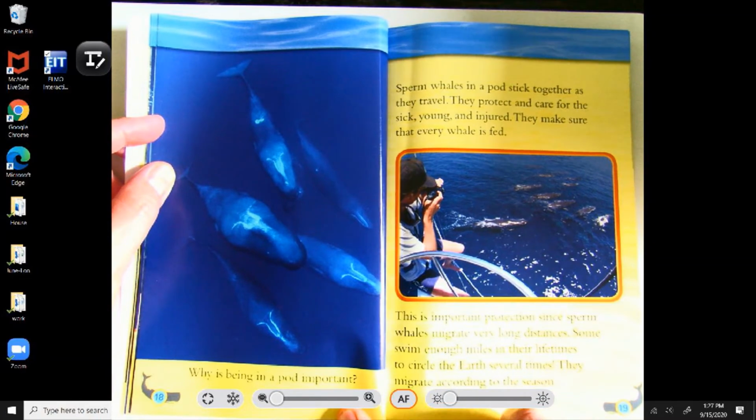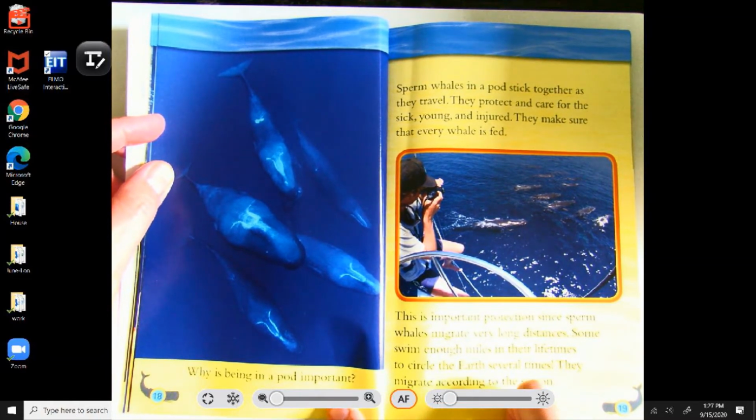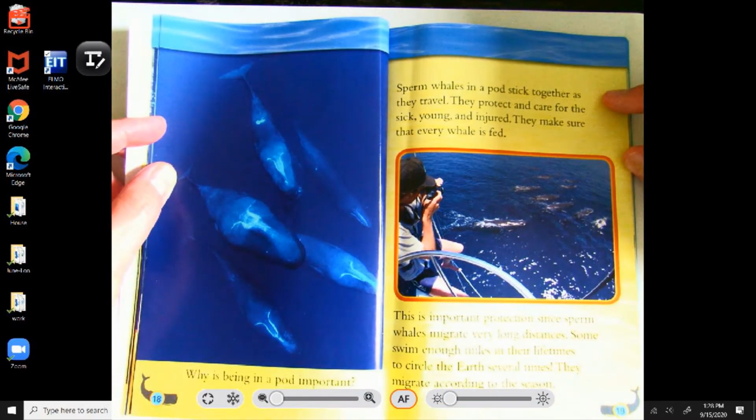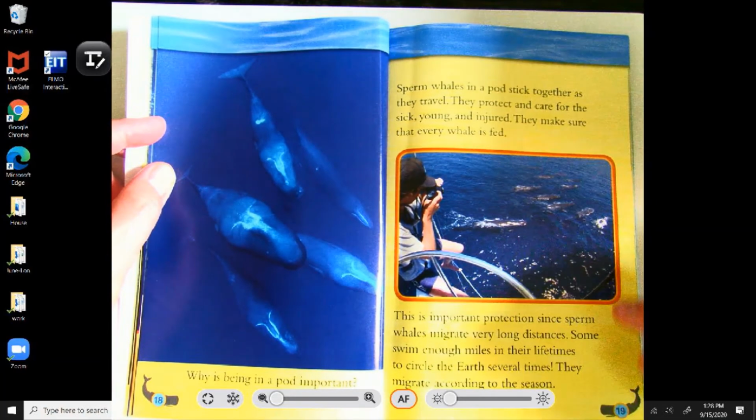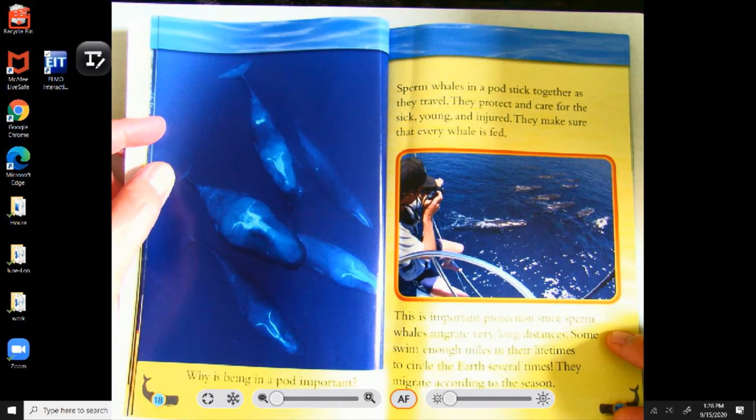Why is being in a pod important? Sperm whales in a pod stick together as they travel. They protect and care for the sick, young, and injured. They make sure that every whale is fed. This is important protection since sperm whales migrate very long distances. Some swim enough miles in their lifetimes to circle the Earth several times.